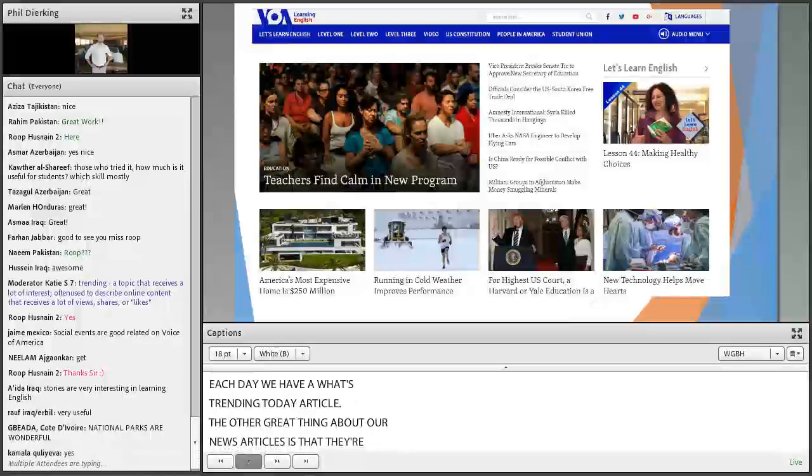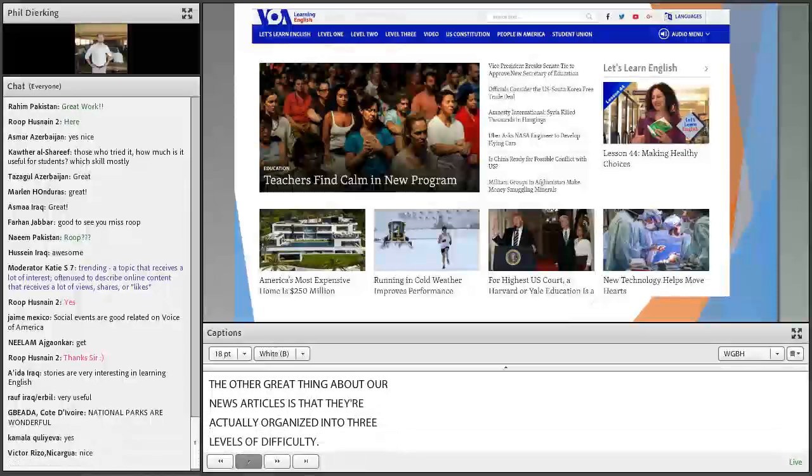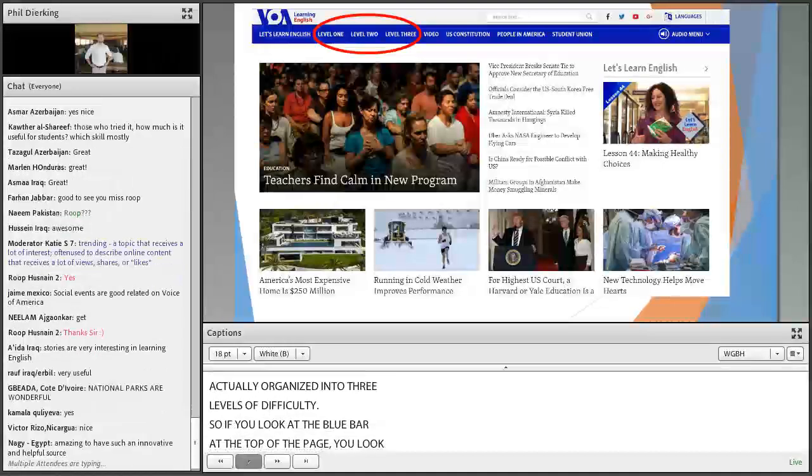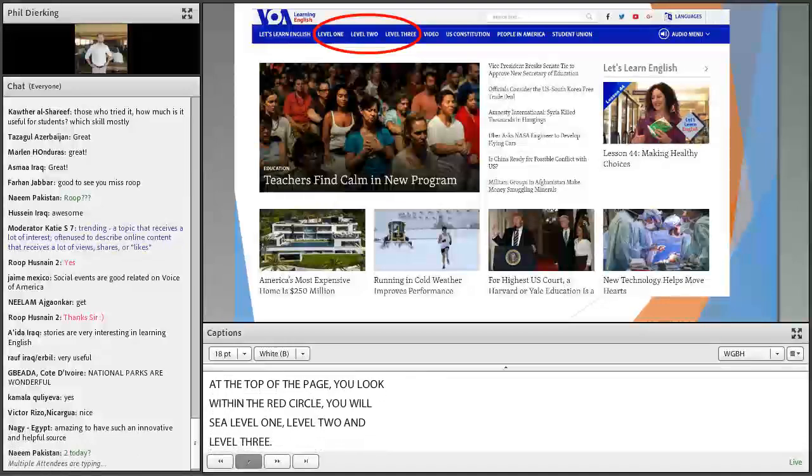The other great thing about our news articles is that they're organized into 3 levels of difficulty. If you look at the blue bar at the top of the page, within the red circle, you'll see level 1, level 2, and level 3. This is where you can go to select news articles of different levels.